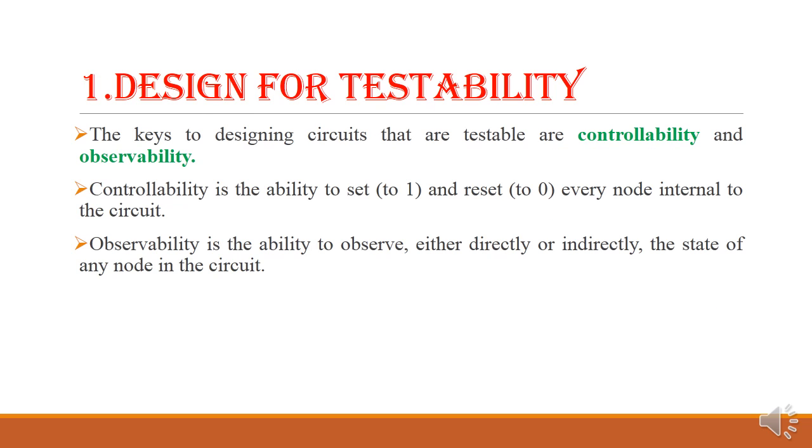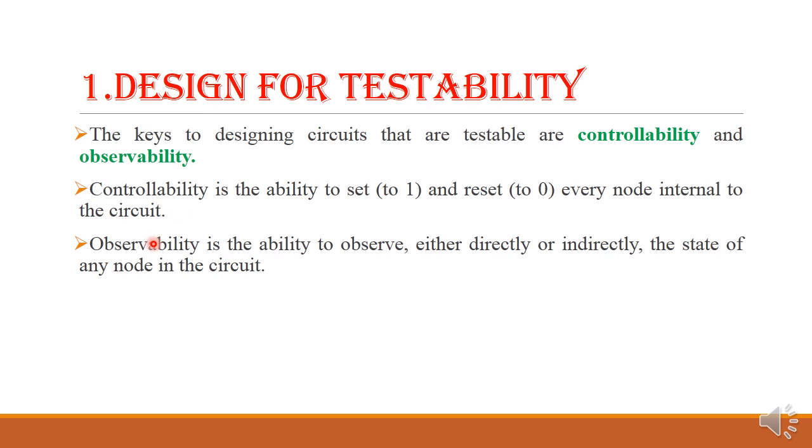So first, let us see design for testability. From the word itself we can understand testability. If we consider a circuit to be testable, then it should have controllability and observability. Controllability is the ability to set or reset the value at any node in the internal circuit. For example, if you are going to test a circuit, inside that there will be several nodes. At each node we have the capability to set or reset the value. Then it is called controllability.